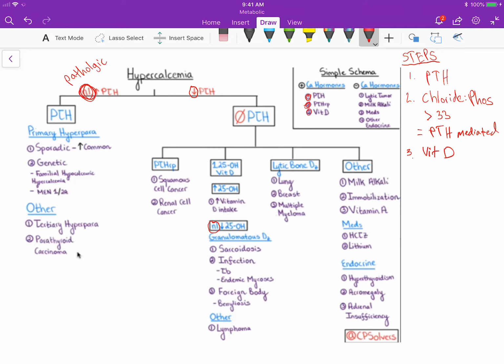And I would always start with 125 vitamin D first, because if this is increased, that tells us that there's abnormal conversion of 25 hydroxyvitamin D to 125 hydroxyvitamin D. This could be due to increased vitamin D intake. That's why we would check the 25 hydroxyvitamin D level if we were suspecting excess vitamin D intake, and it should be increased. If it's normal or decreased, that tells us that there is something else going on that is making this enzyme hyperactive.